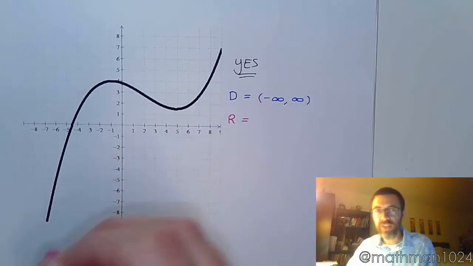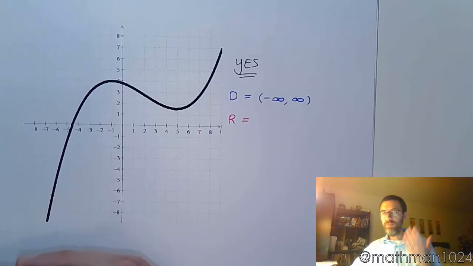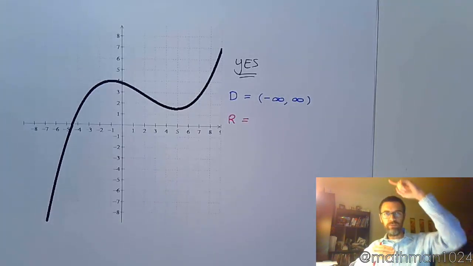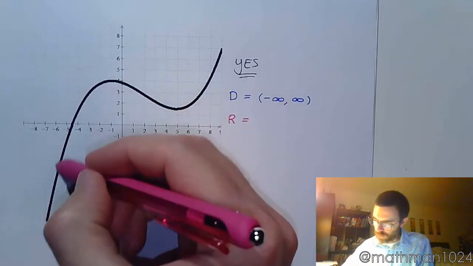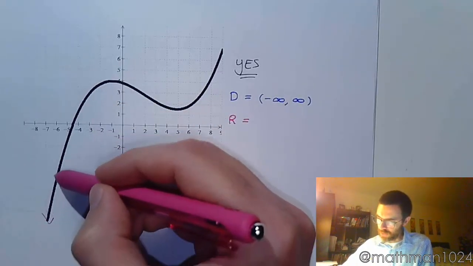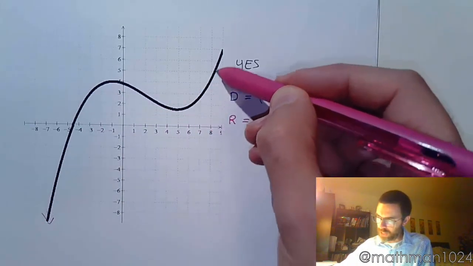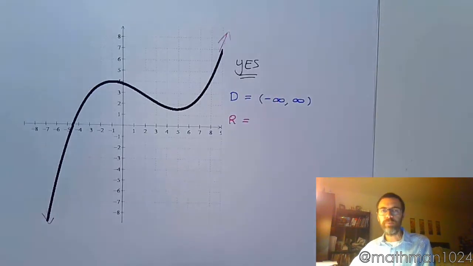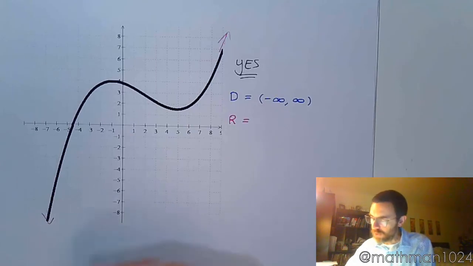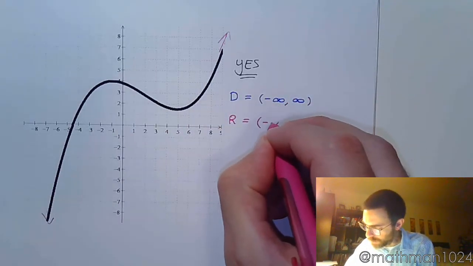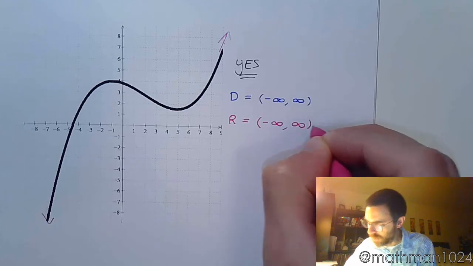The range is the set of y values, and so for range, least to greatest means going from bottom to top. This guy goes all the way down, he goes up, comes down a little bit, but then he keeps on going up. So there are no breaks, no gaps as he goes from bottom to top, so his range is also going to be all real numbers.